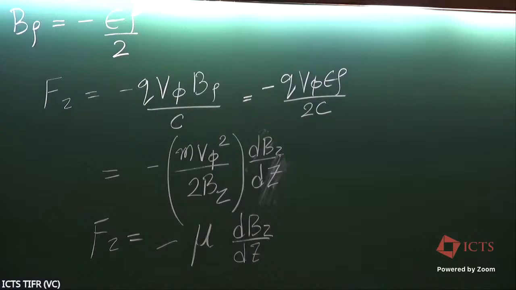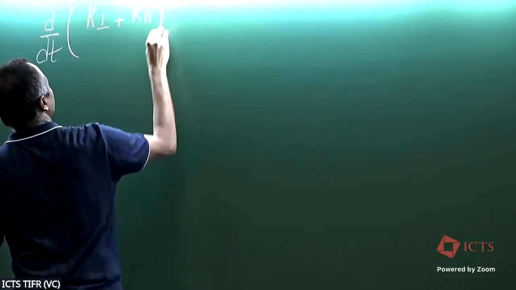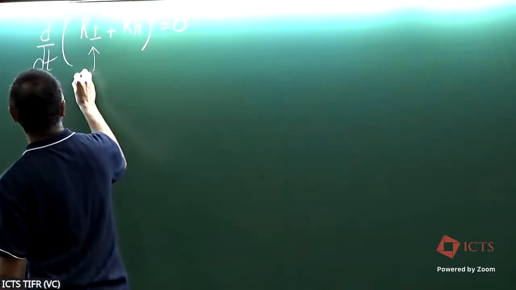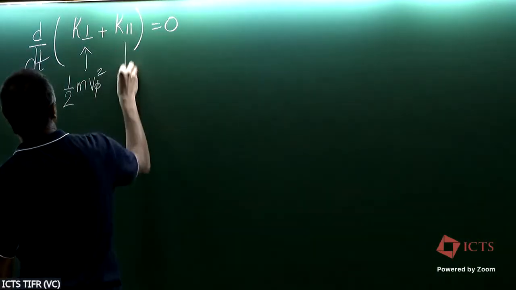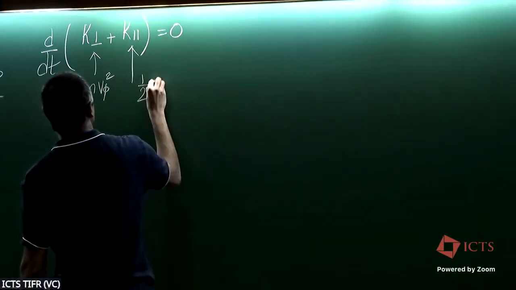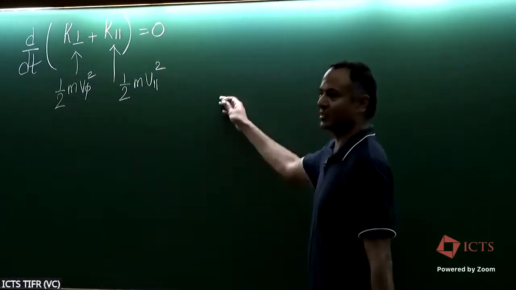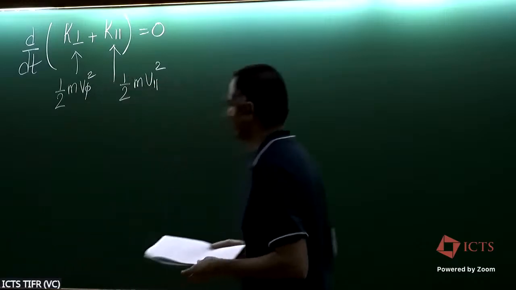So we could write d by dt of the kinetic energy. What I mean by this is just the perpendicular kinetic energy, and this is the kinetic energy parallel to the magnetic field. V parallel is Vz, sorry, because we have taken the magnetic field to be along the z axis.